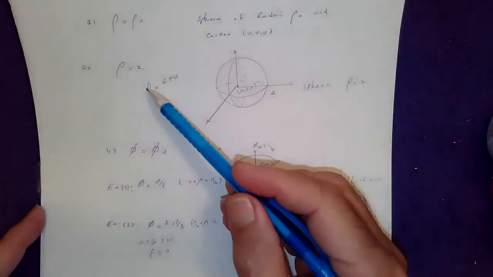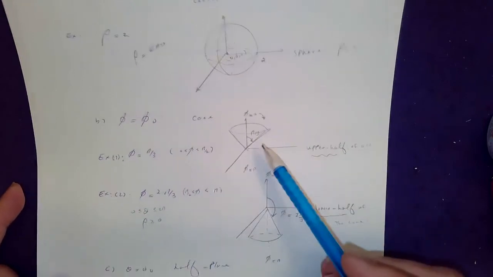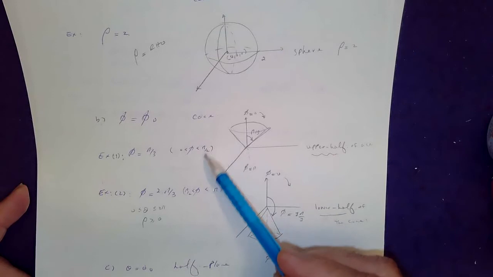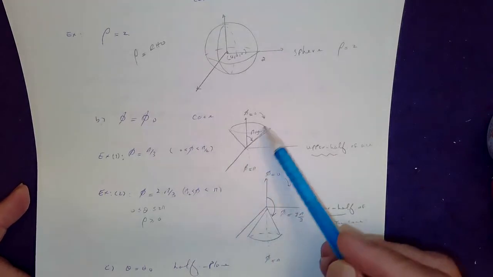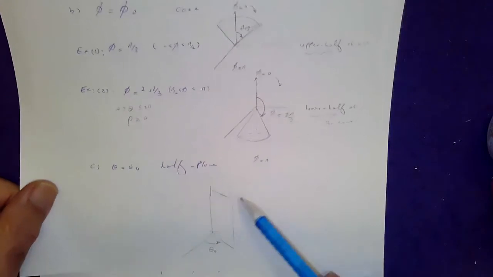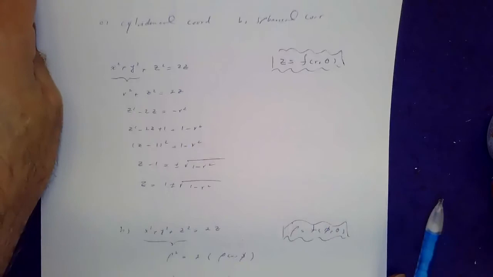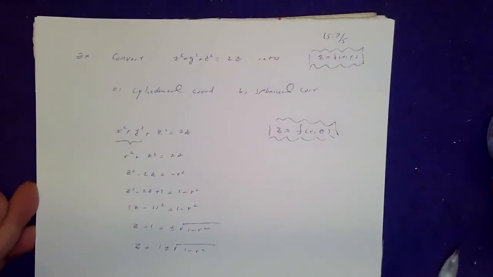So rho constant, sphere. Phi constant, cone. Depending on whether it's acute or obtuse, you either get the upper half or the lower half. Theta constant, half plane. So please keep these important graphs in mind.